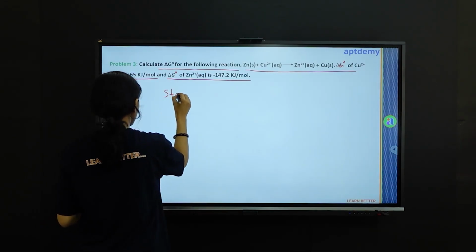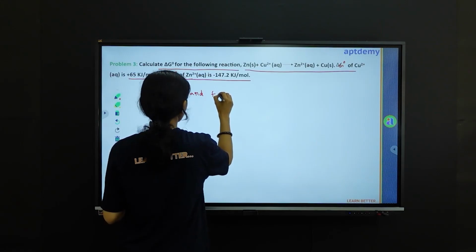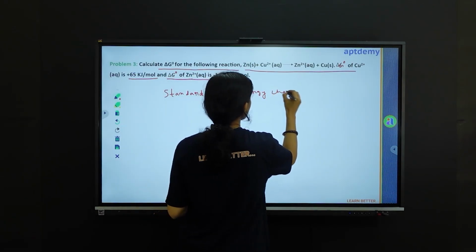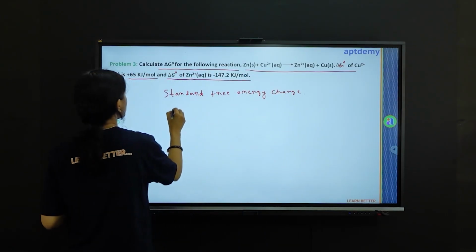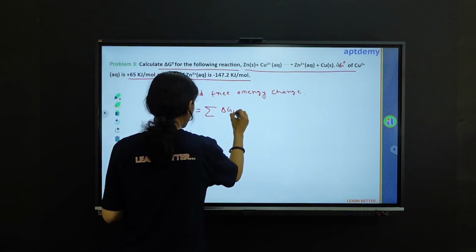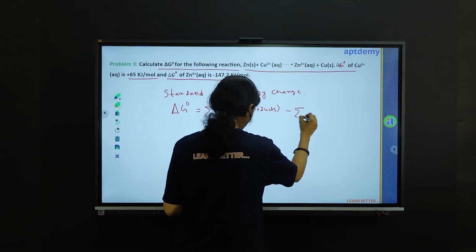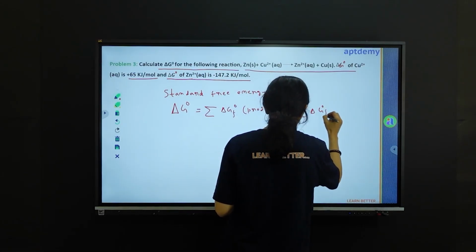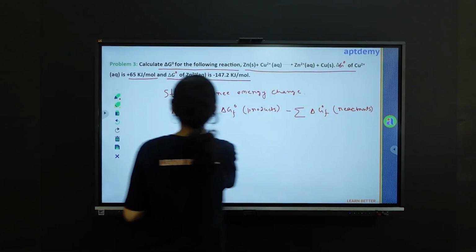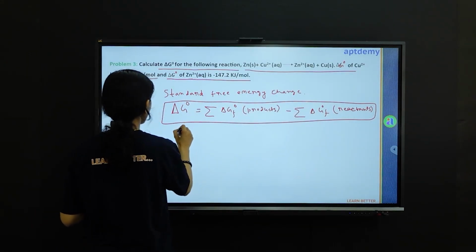What we know is that we have to write the expression for standard free energy. The standard free energy change for the given reaction can be written as delta G0 equals the sum of delta G0 f for products minus the summation of delta G0 f for reactants. This is the formula that you need to keep in your mind in order to solve such problems, right? So we'll just put the values.